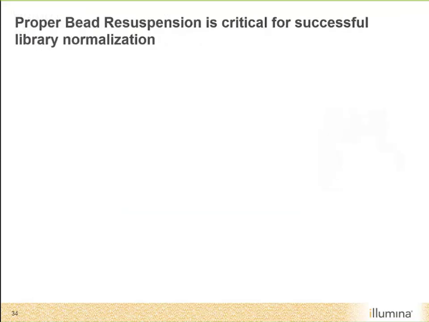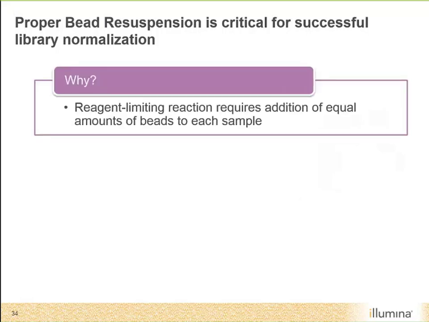Now, during library normalization, these beads are a little bit different. Like I mentioned earlier, they're even a little bit more viscous than the AMPure beads, so we want to make sure that those beads are fully resuspended. What are some best practices that we want to keep in mind when going through library normalization? Reagent limiting reactions require addition of equal amounts of beads to samples, so we want to make sure that we're adding the appropriate volume of beads and that we don't have any excess beads on the outside of the pipette tip.